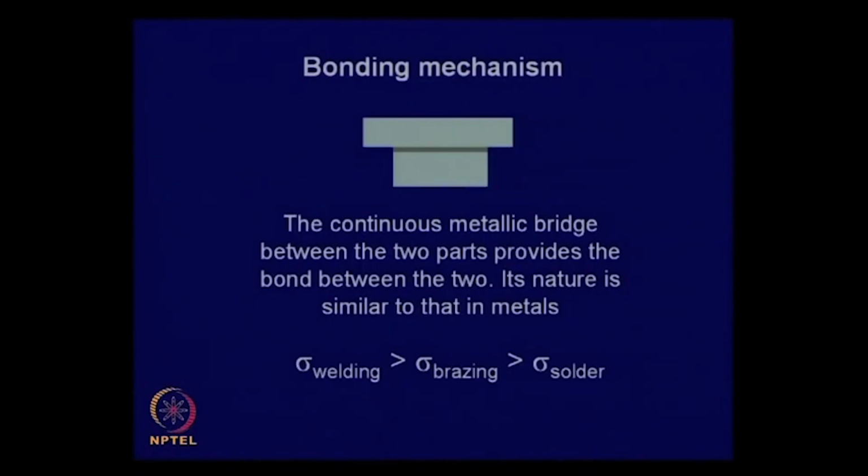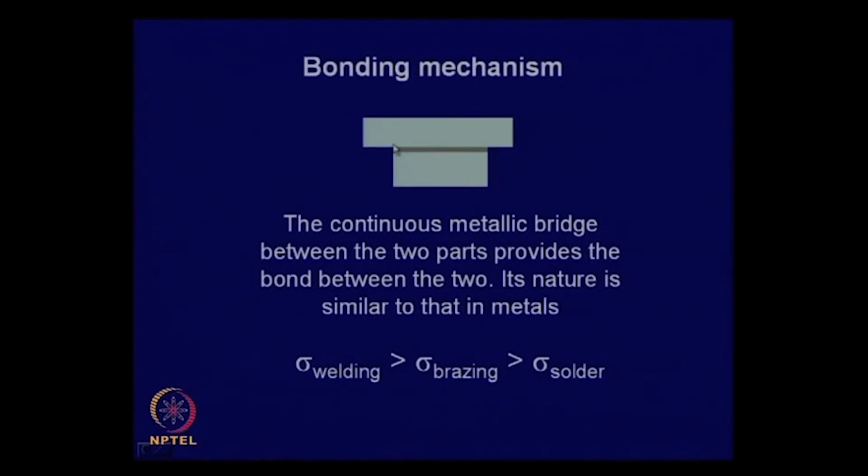Now, this slide gives the bonding mechanism. If it is a good wettable filler metal, then this will spread easily along this, and once it solidifies, it forms a metallic bridge between the two parts. So, therefore, bonding is essentially metallic.